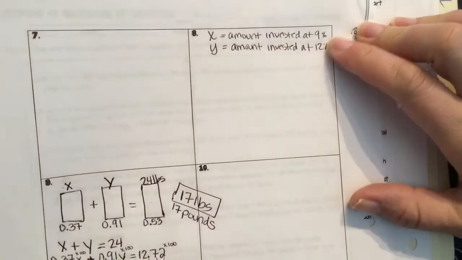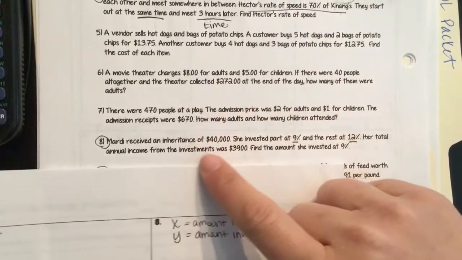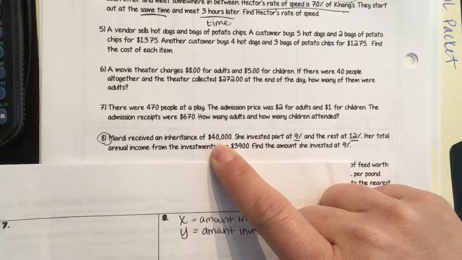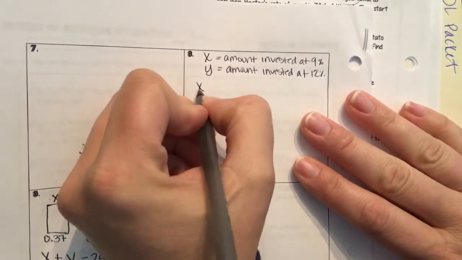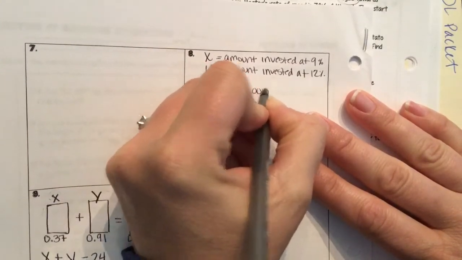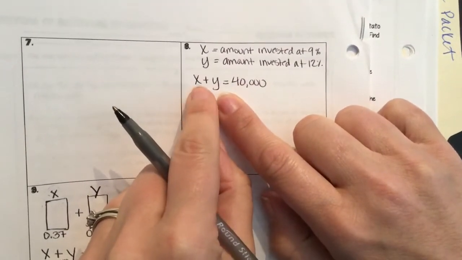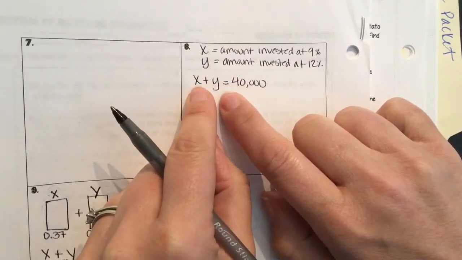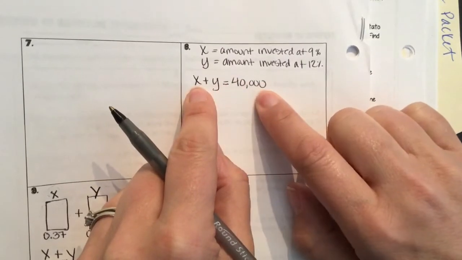Okay, if you write it out, it'll help you understand that these two amounts has to equal her $40,000 amount. So we're going to go ahead and put X plus Y equals $40,000 because she's separating this $40,000 into two amounts, some that she wants to invest at 9% and some that she wants to invest at 12%. But you know, combined, it has to be her $40,000.